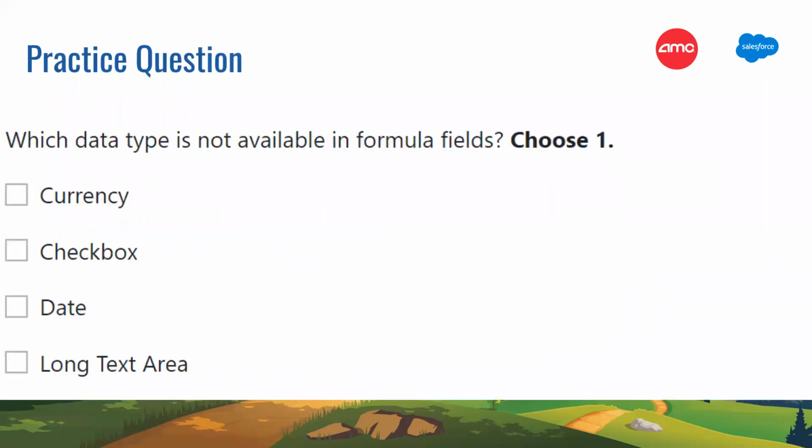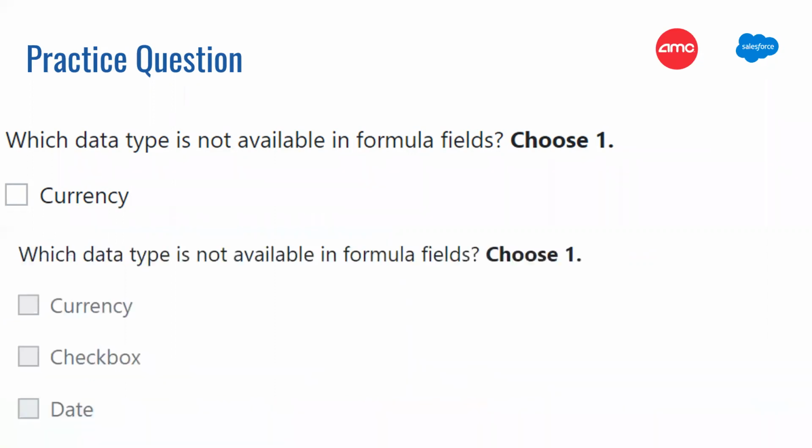Okay. So I will put these up, and then anyone who wants to jump in, jump for it. The first question: which data type is not available in formula fields? Currency, checkbox, date, or long text area? Long text area. Bingo.